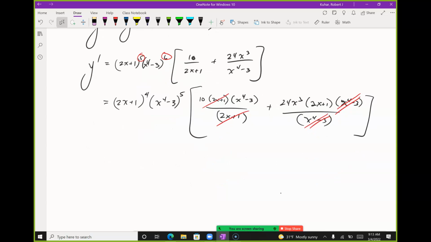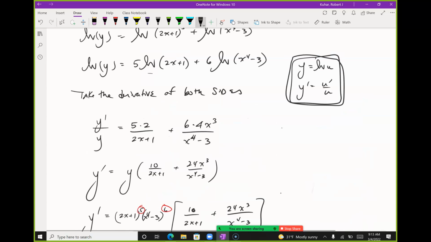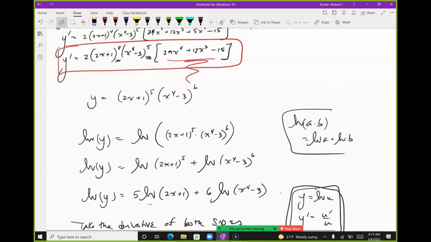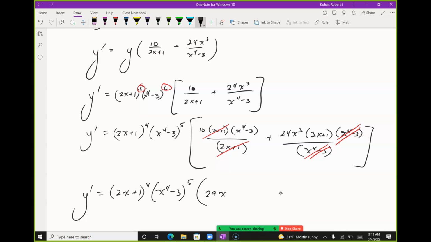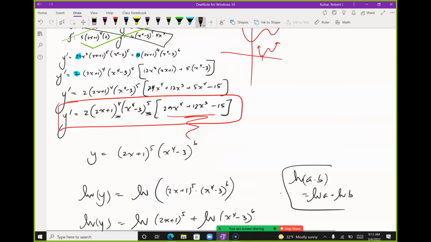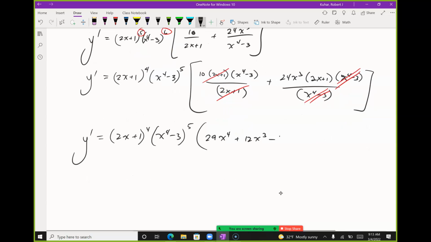Now you can see the inside square bracket is exactly what I had before. So I don't have to keep going because we already know what's going to happen in there. I'm going to cheat because I don't feel like doing it again. 29x to the 4th, 12x cubed. What was it, minus 15? Yes. Thank you. Done.